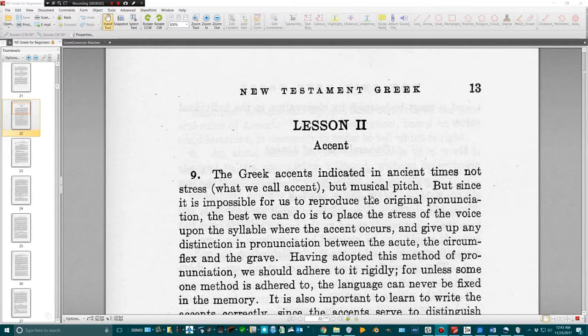Paragraph 9. The Greek accents indicated in ancient times not necessarily stress, what we call accent today, but musical pitch. But since it is impossible for us to reproduce the original pronunciation, the best we can do is to place the stress of the voice upon the syllable where the accent occurs, and give up any distinction or pronunciation between the acute, the circumflex, and the grave, or as some people would pronounce it, the grave. I've heard it pronounced both ways. I don't have a problem with either.